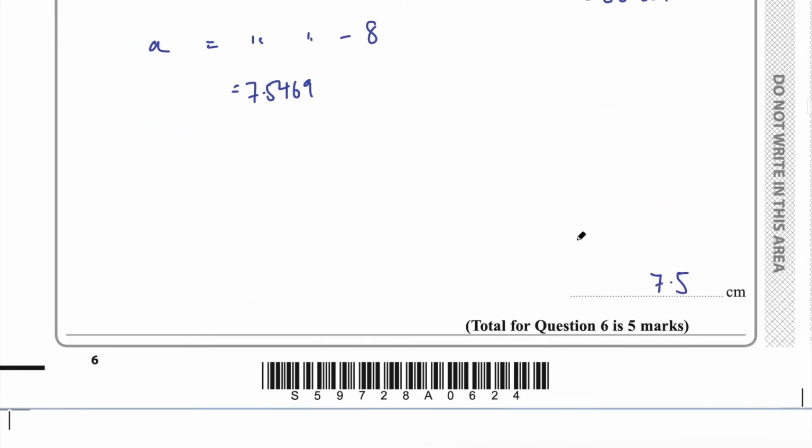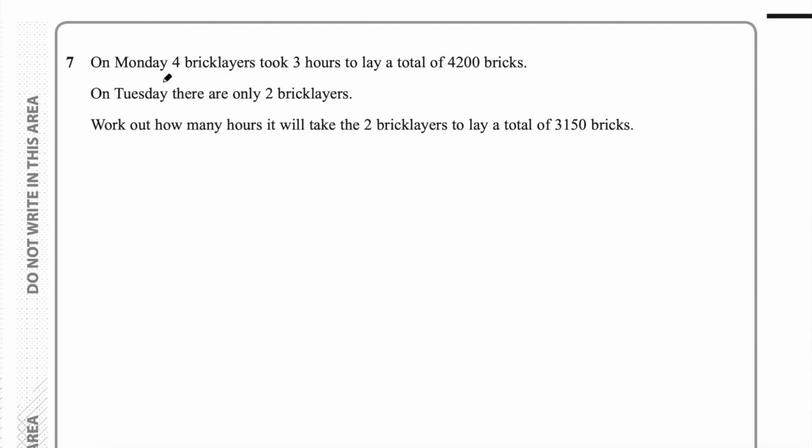That was question 6 for 5 marks. Question 7 says, on Monday, 4 bricklayers took 3 hours to lay a total of 4,200 bricks. On Tuesday, there were only 2 bricklayers. Work out how many hours it will take the 2 bricklayers to lay a total of 3,150 bricks.